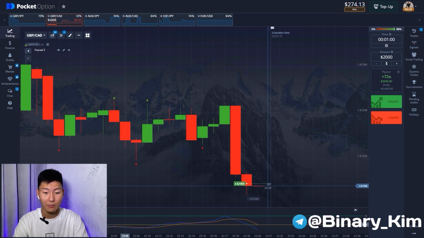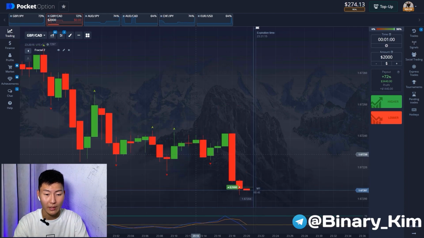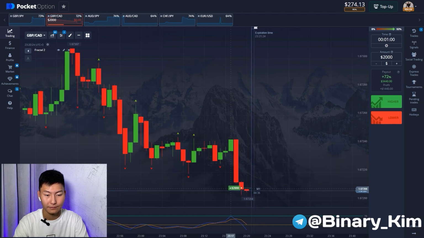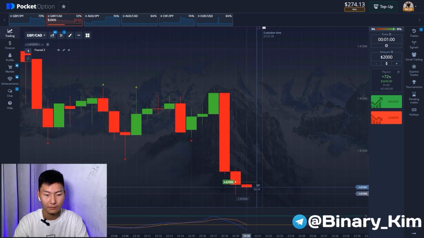After the strong dump, after these red candles, I think a small price pullback should take place. We have a lot of signals for that, like the crossing of the overbought zone on the stochastic. Let's watch this, guys.